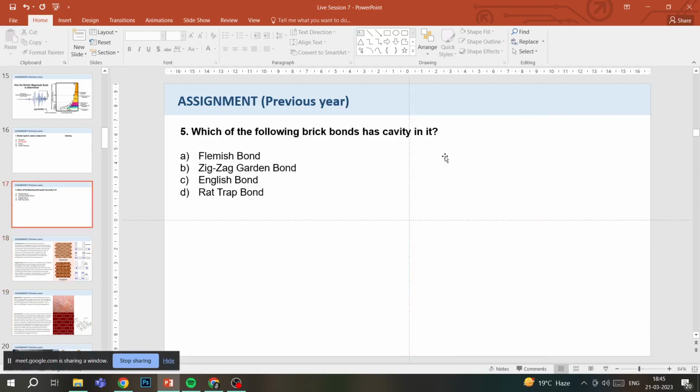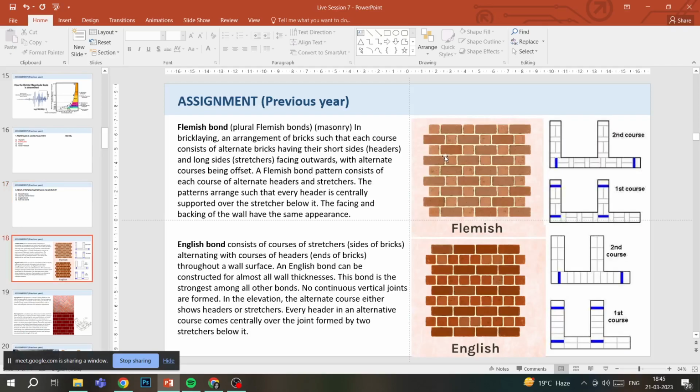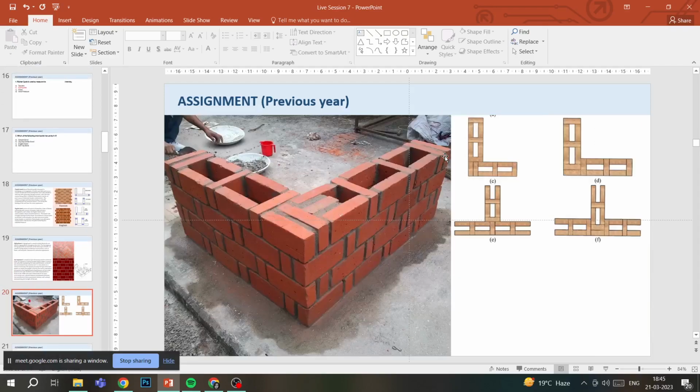So going back to our question, which of the following brick bonds has cavity in it? From what we have learned just now, it's rat trap bond. Rat trap bond is the only bond amongst all these three that has a cavity in between. So this is how the rat trap bond is laid. This is what I was trying to explain: when we say that we place the brick vertically, we mean that, for example, this is your header, this is your stretcher, this is a normal bond, but in rat trap bond you place this brick like this, which makes this width a little less, and hence it helps in creating a cavity in the brick layout.